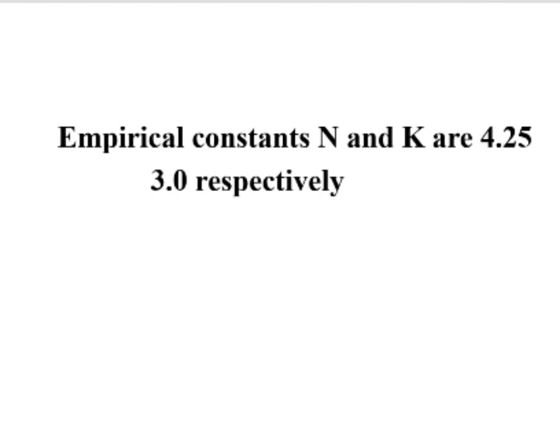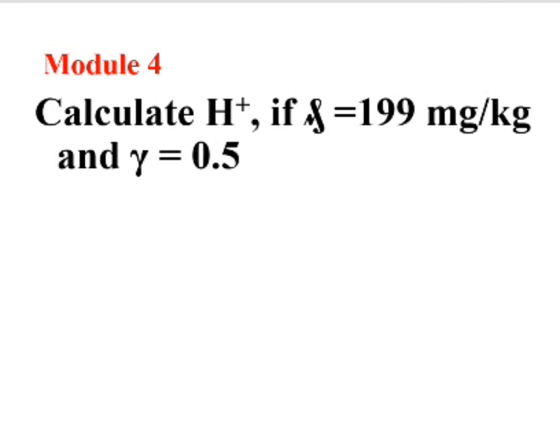There are two constants in this model, N and K, which are 4.25 and 3.0 respectively. These empirical constants will help us to balance the equation on both sides and then solve for the unknown.